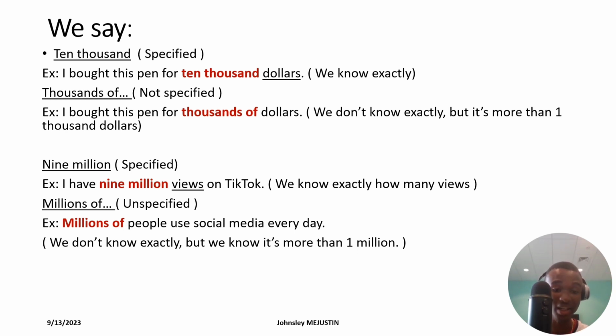9 million, it is specified. Don't put s to it because there is a specific number. I have 9 million views on TikTok. I know exactly how many views. But if I say I have millions of, that is des millions de. It is unspecified. Millions of people use social media every day. We don't know exactly, but we know it's more than 1 million.